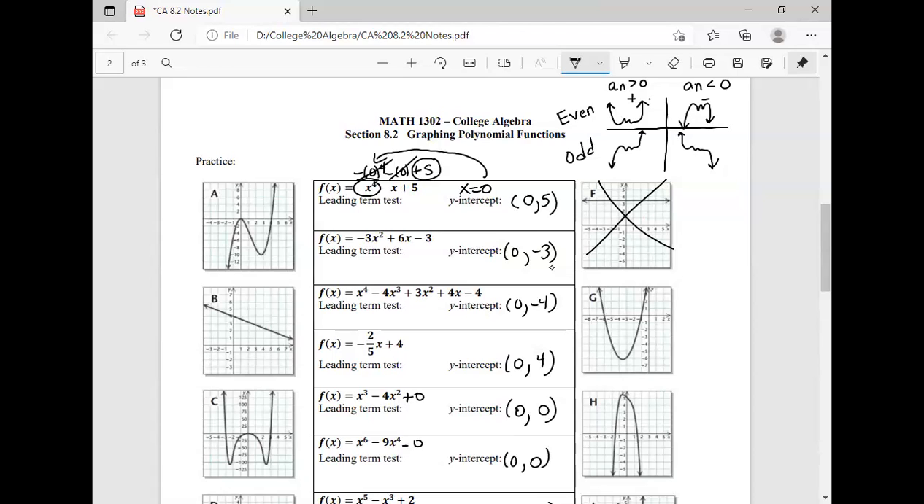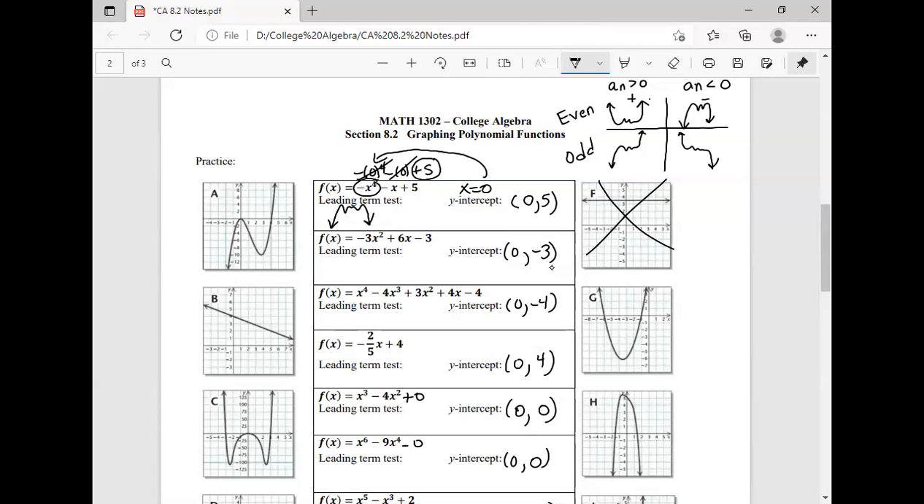Then I'm going to look at my coefficient that goes with that. Since there's no number here, this would be a -1. So it is a negative number. So I wouldn't go with the greater than 0. I'm going to go with the negative over here. So both of the endpoints should be facing down.